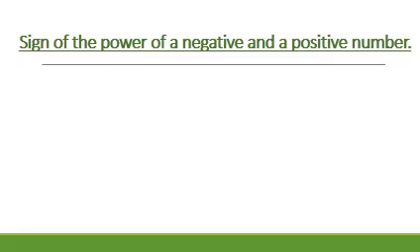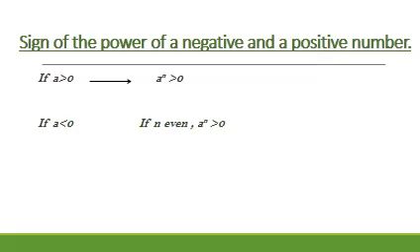Sign of the power of a negative and a positive number. If a is positive, then a to the power n is positive. If a is negative, then if n is even, you will get a positive number. If n is odd, a to the power n is negative. So if it's an even power, you will make the number positive. If n is odd, you will make the number negative.